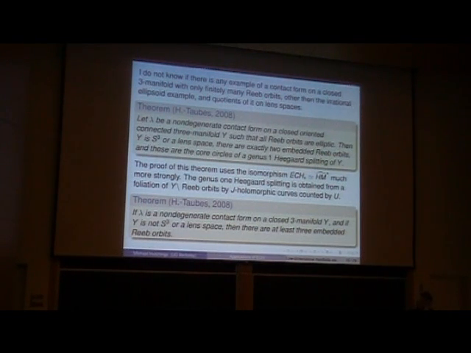And this is related to another theorem, joint work with Todd. So we proved that if you have a non-degenerate contact form on a closed, oriented, connected 3-manifold, and if you assume that all the Reeb orbits are elliptic, then in fact the 3-manifold is S^3 or a lens space. There are exactly 2 embedded Reeb orbits. So it basically looks like the example I showed you. And these are in fact the core circles of a genus 1 Heegaard splitting, which is actually how I know that it's S^3 or a lens space.